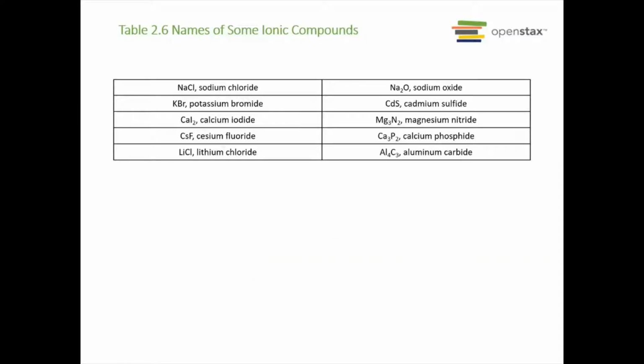Okay, so here's some more examples. CsF is cesium fluoride. Ca3P2 is calcium phosphide. So phosphorus, you get rid of the "-orus" and replace it with "-ide". Nitrogen, you get rid of the "-ogen" and it becomes nitride. Sulfur becomes sulfide. So you can see how these nonmetal names change. Iodide, bromide, fluoride, chloride, etc.